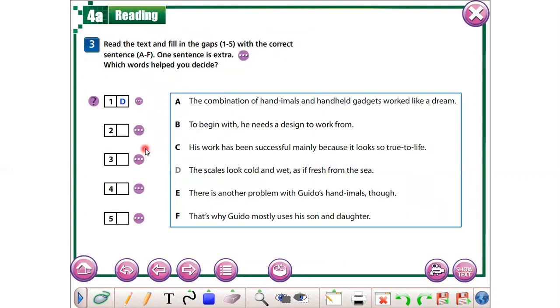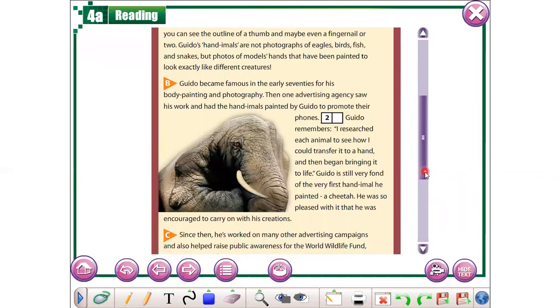Number 2, and let's see number 2. Before number 2, it says, then one advertising agency saw his work and had the handimals painted by Guido to promote their phones. Okay, so you have promote their phones before the text.